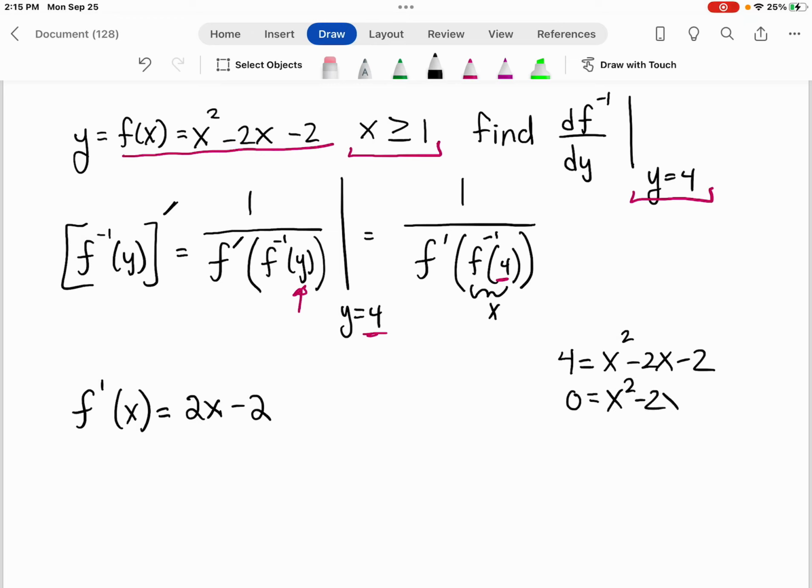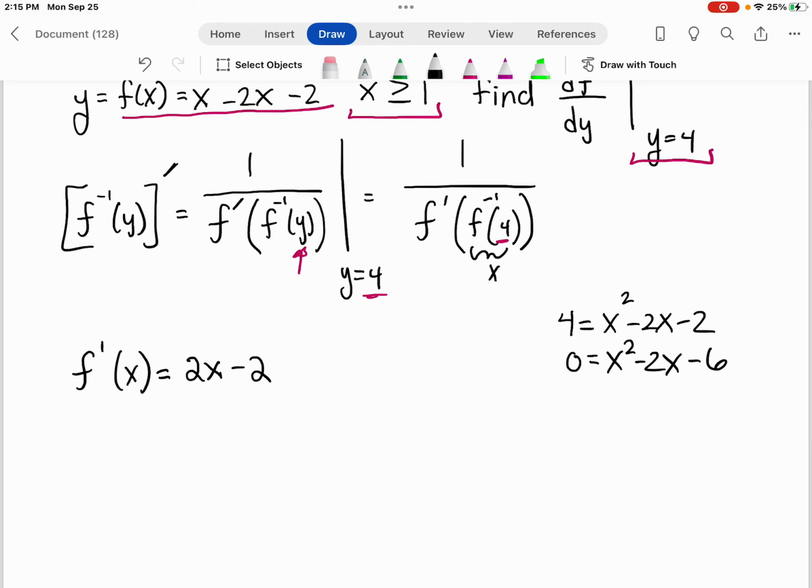So I'm going to set this equal to 0. I'm going to subtract 4 from both sides, and I'm going to get 0 is equal to x squared minus 2x minus 6. Now, this doesn't factor nicely, so you'll have to use the quadratic formula, or you can use the graph on your calculator and find the roots. So whatever method you want to use.